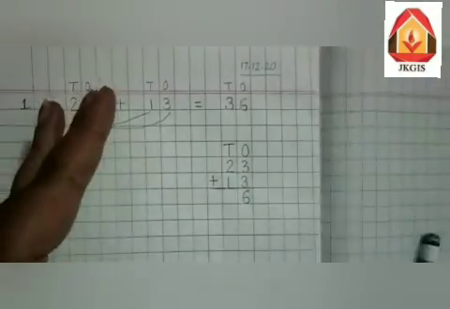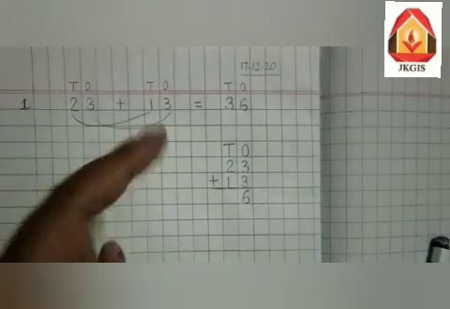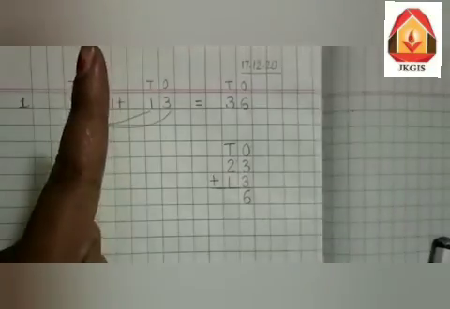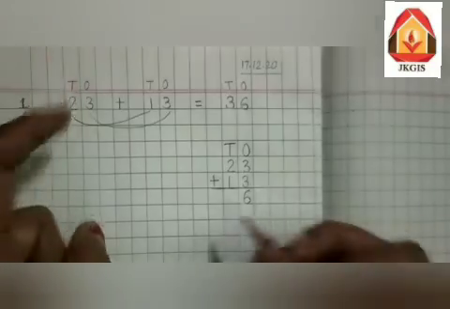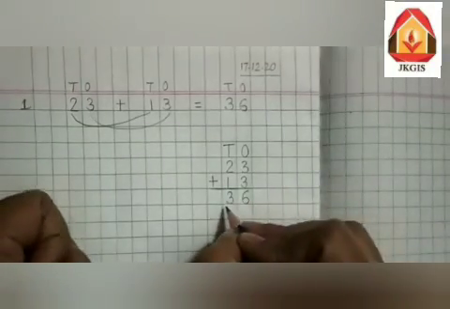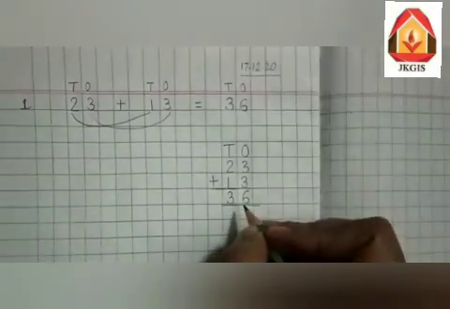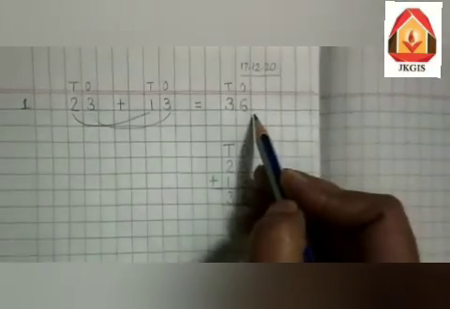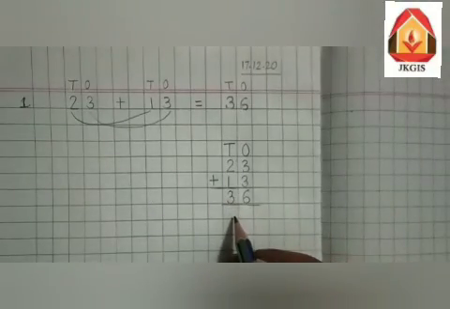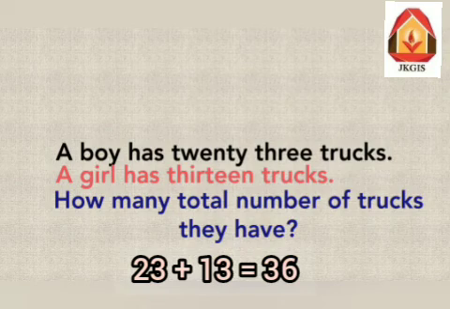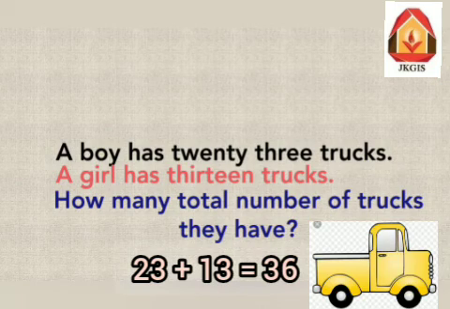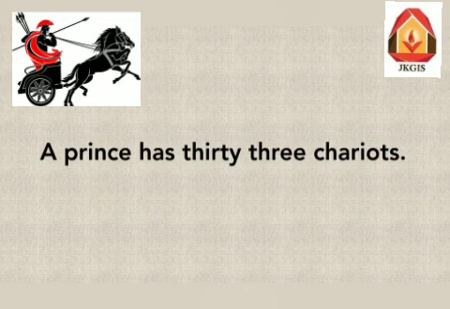2 plus 1. So 2 is in our mind and 1 on finger. So 2 plus 1, 3. So again we will get the answer 36. So this is the horizontal addition and this is vertical addition. So the total number of trucks are 36. Let us read another word problem.